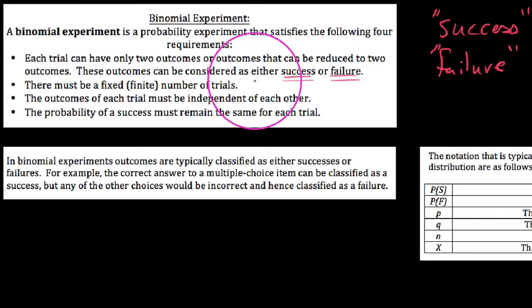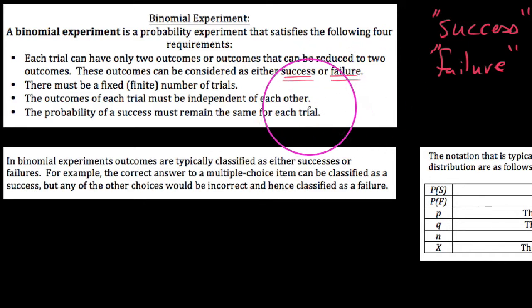The other stipulation is that there must be a fixed or finite number of trials. When we look at flipping a coin, we're not saying you're flipping this coin for eternity. We might say that I flipped this coin precisely 500 times. The point here is that you're only going to run a finite number of trials. We can count the number of times you repeat this experiment. The next stipulation is that the outcomes of each trial must be independent of one another.